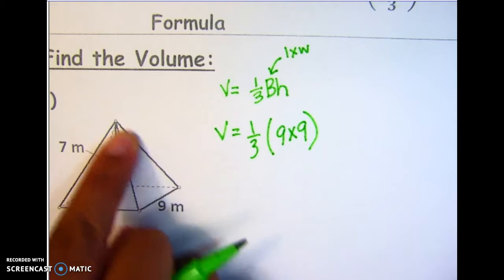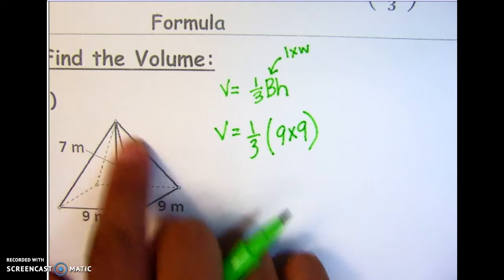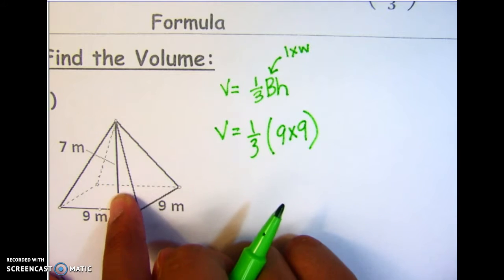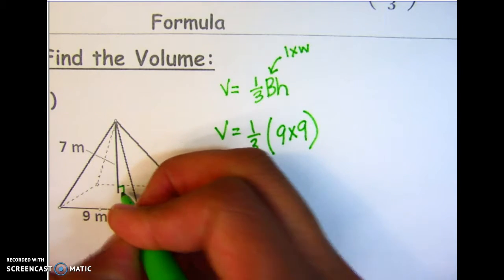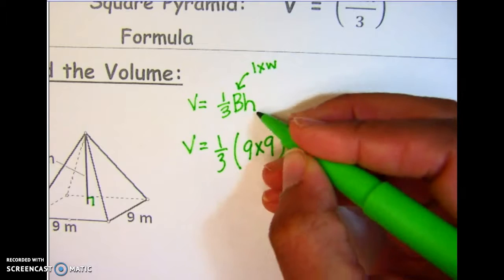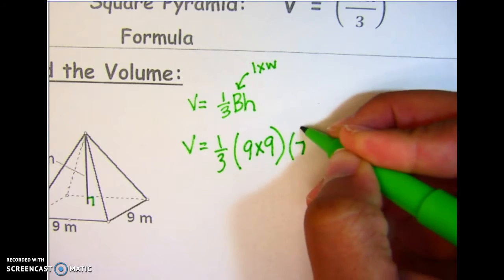Even if they give you numbers on the side, which this one doesn't, but you might see numbers on the side, this doesn't measure the height from the top to the bottom, and usually sometimes it'll have that right angle symbol to let you know that that's the height. So I'm going to put that in for h, which is 7.